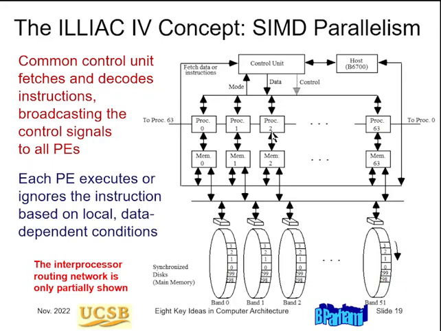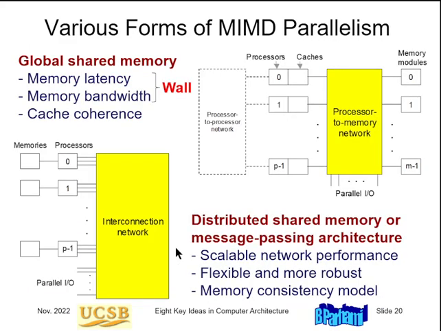So each processing element or processor basically receives the control signals and either executes the instruction dictated by those control signals or ignores it based on local data-dependent conditions. So this would allow conditional operations to be performed. Some processors would ignore the broadcast instruction. Others would perform it.